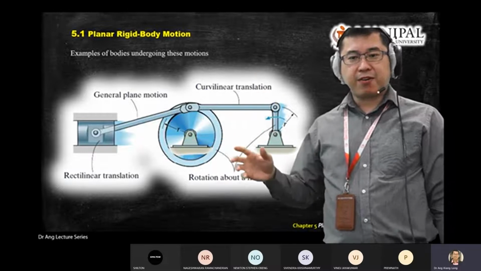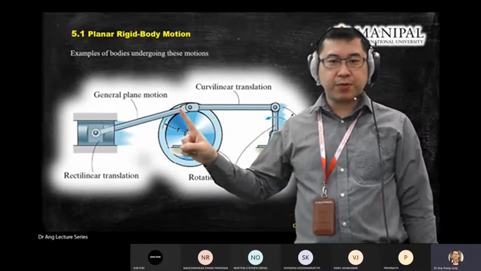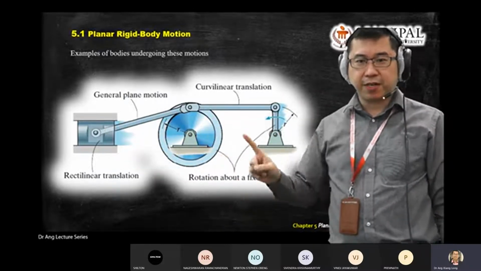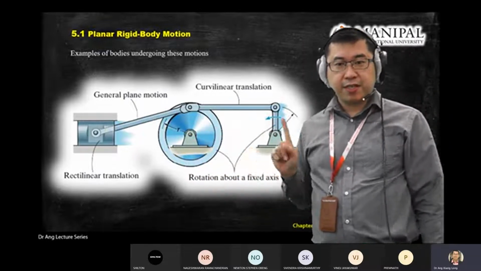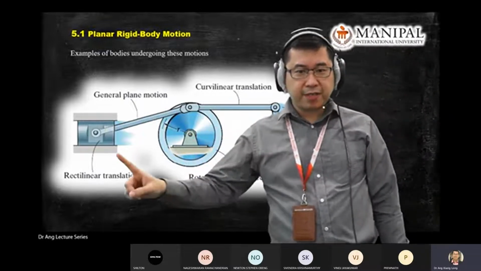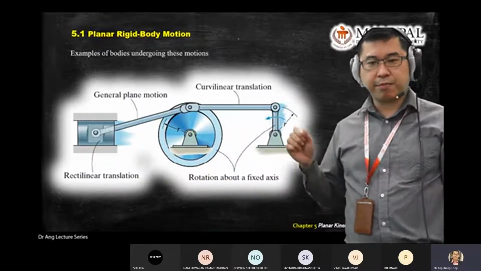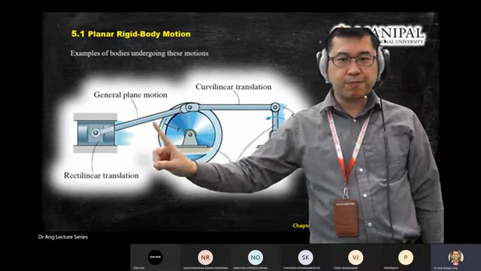The main part of the chapter 5 questions will ask you to analyze this one and this one, not this one. Okay, fixed rotation. This one is under the statics module. When it comes to engineering dynamics, you need to calculate this part and this part.